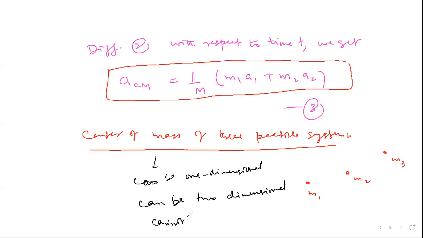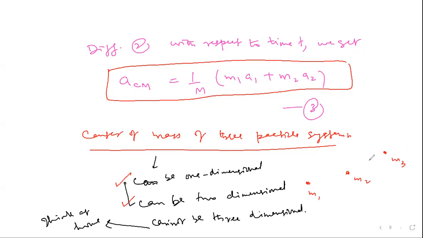It cannot be three-dimensional. This thing I will tell you. Now for this, you think about it at home. So if I have three particles, I'm saying it can be a one-dimensional system, it can be a two-dimensional system, it cannot be a three-dimensional system. See how? First two points I will tell you. Third one, you have to think.